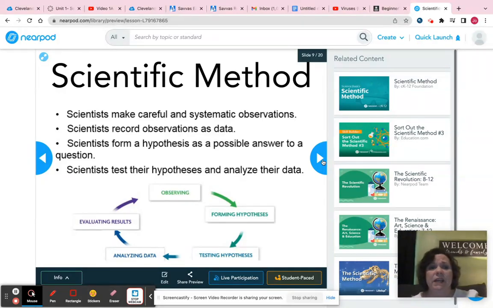It says scientists make careful and systematic observations. So scientists have to be careful with their observations. We talked about the metric system on day 2, and with the metric system, you have to take careful, accurate, and precise measurements. Once you collect your data, you're going to put it in some sort of table or chart. But before you can get to an experiment, you have to start with your hypothesis.